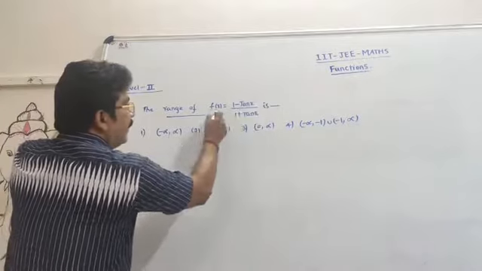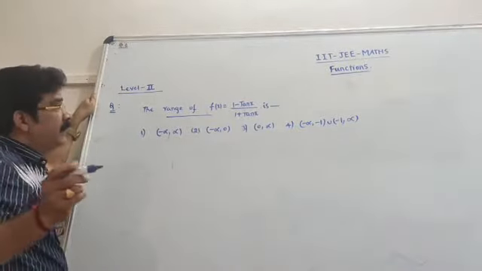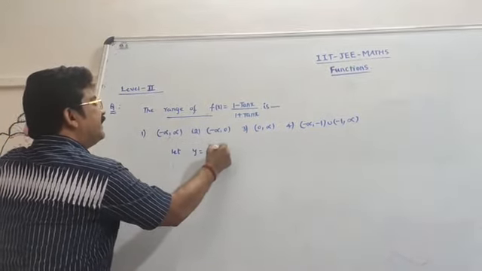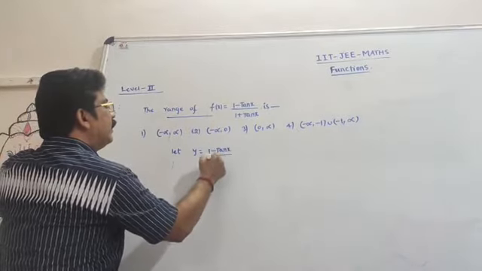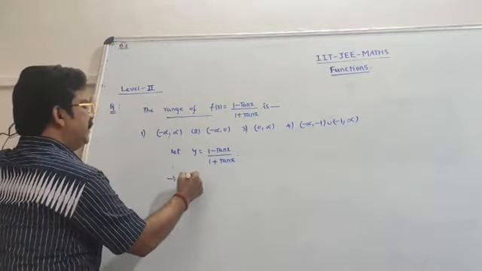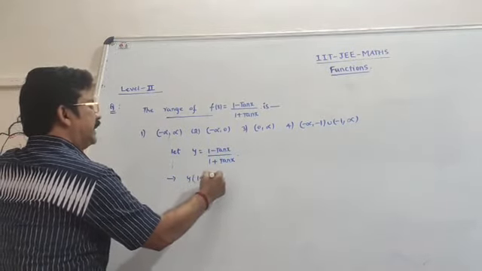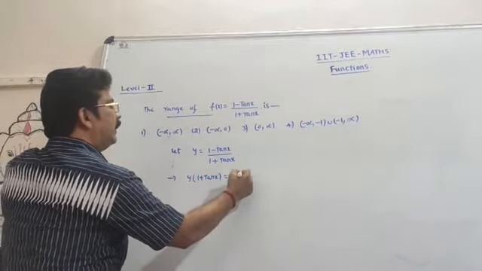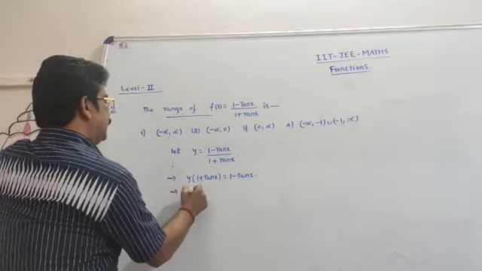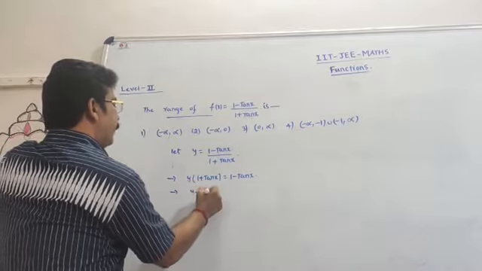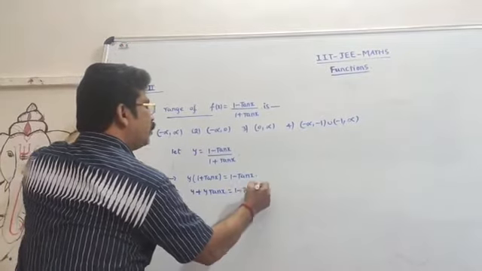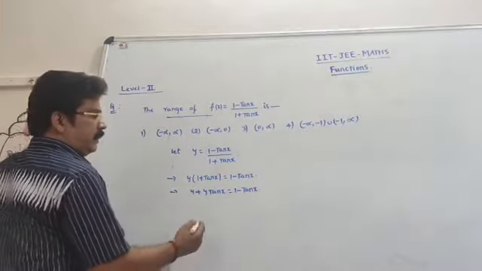Range of the function f of x. As usual, the routine procedure: let y equal 1 minus tan x divided by 1 plus tan x. By cross multiplication, y into tan x equal to 1 minus tan x. So y plus y tan x equal to 1 minus tan x. I am trying to obtain the x value, or tan x value.